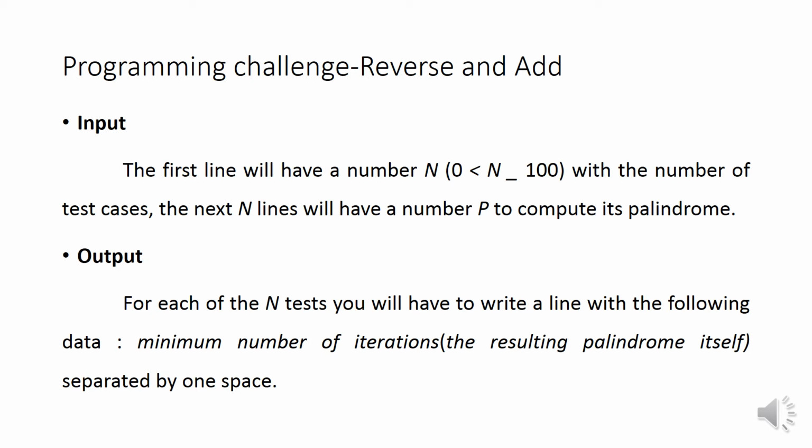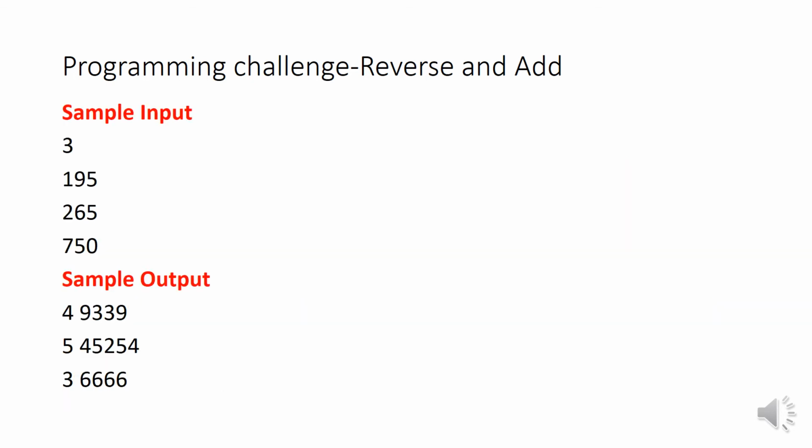I also discuss the number of errors which may occur on online judges. Okay. So let us execute the program like this. The sample input is 3, which means we have to provide 3 inputs. 195 is the first number, and the sample output is that we require 4 iterations for 195 up to the resulting palindrome. So 9339 is the resulting palindrome. So 4, one space, and we get 9339.